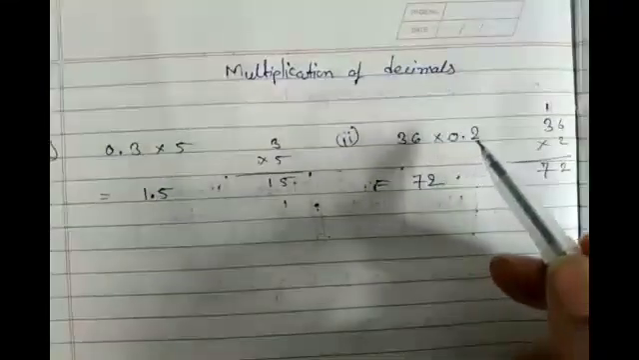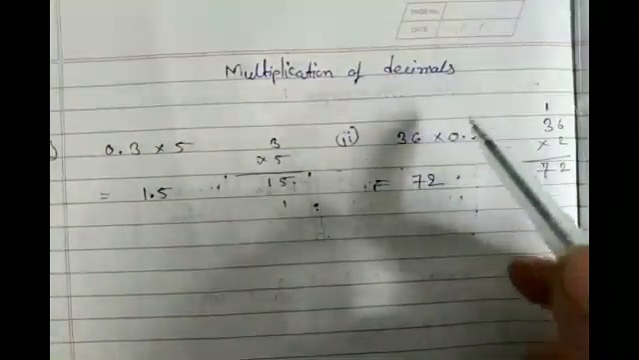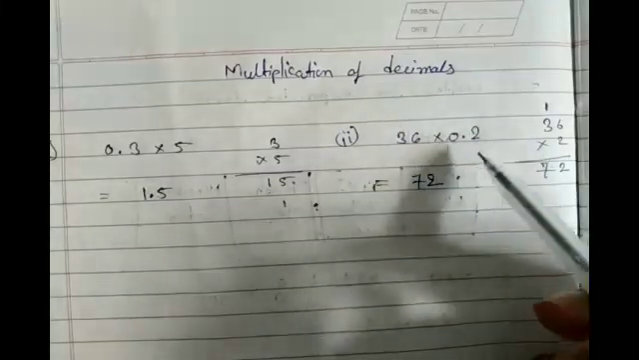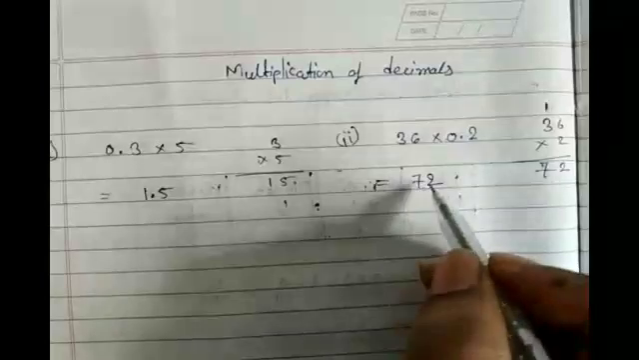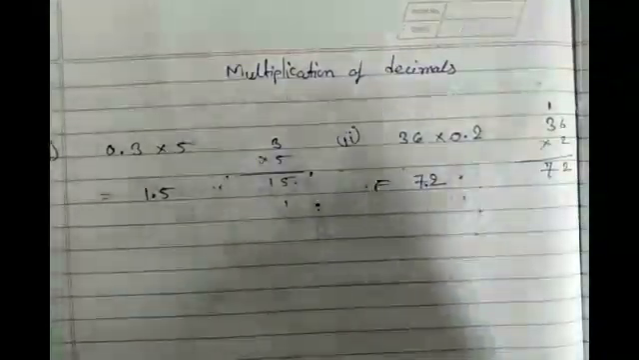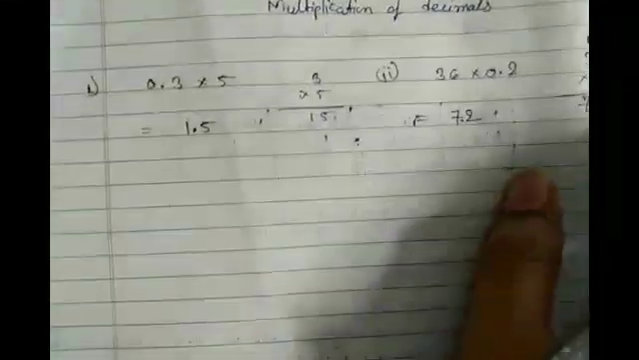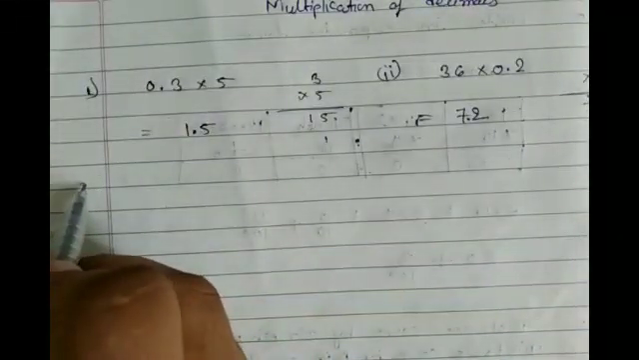Now count the number of digits after the decimal in the question. There is only one digit after the decimal in the question, so we put the decimal after one digit. So we need one digit after the decimal in the answer also. Some more examples with more decimal places.